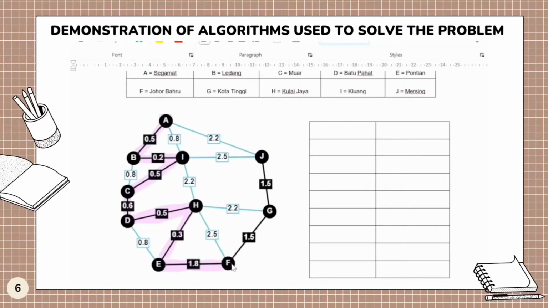Alright, for F, it is either 2.5 or 1.5, and we can see clearly that 1.5 is the shortest one. It is the least cost edge, which is connected to G, Kota Tinggi. So we highlight this one, and we got our eighth edge, which is F to G with weight 1.5. And the last one, from vertex G, Kota Tinggi, the shorter one is 1.5, which is connected to J. This is the last edge that we got, which is G to J with weight 1.5.